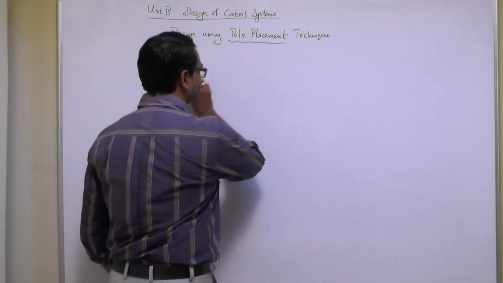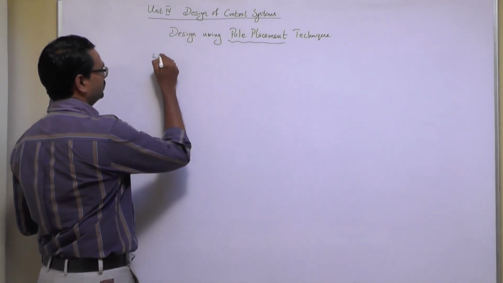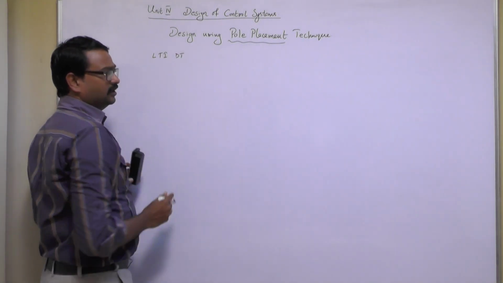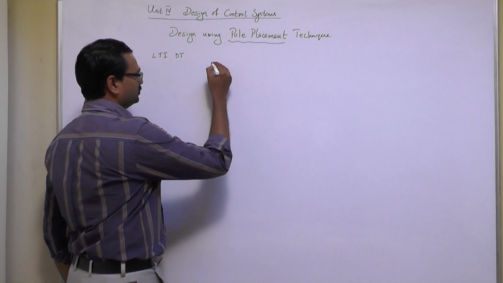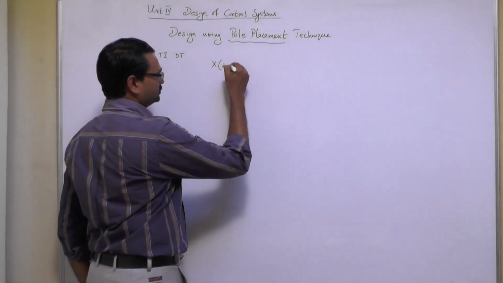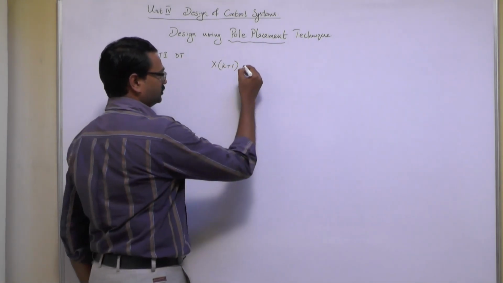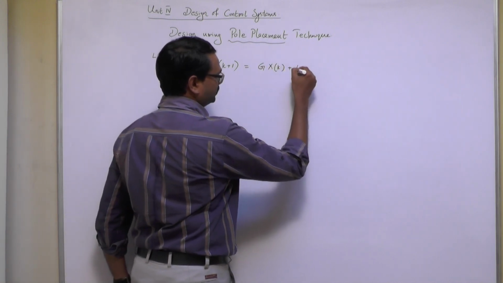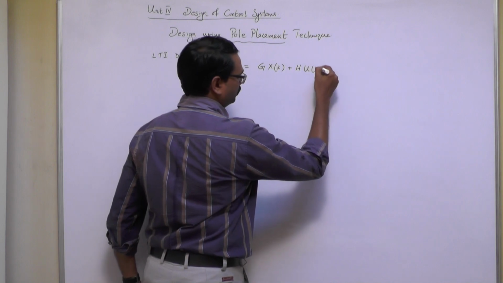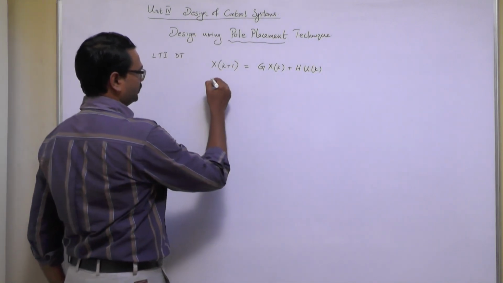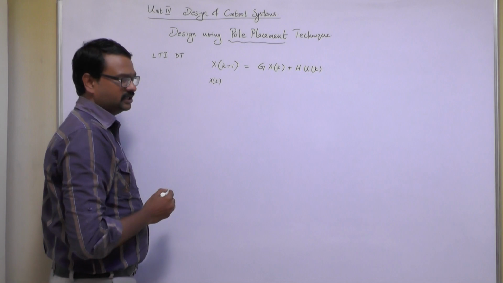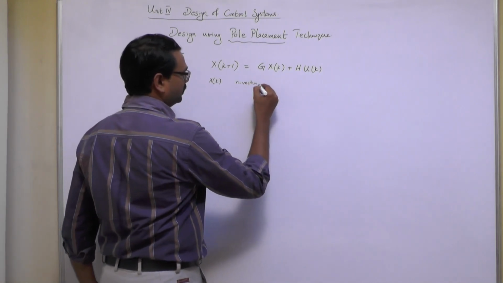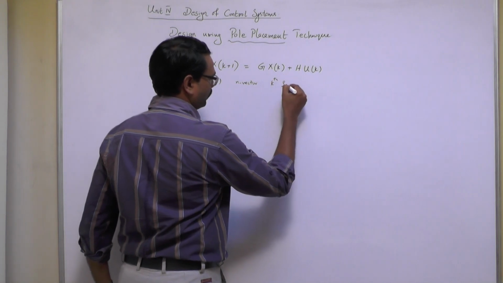For this, we are going to consider a linear time invariant discrete time control system. You can give a statement like this: x of k plus 1 is equal to g into x of k plus h into u of k. You know that x of k is a state vector and it is an n by 1 vector at kth sampling instant.